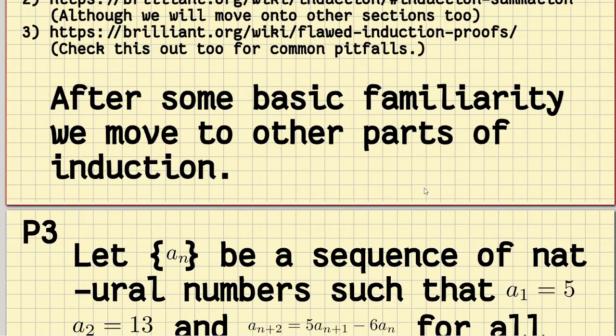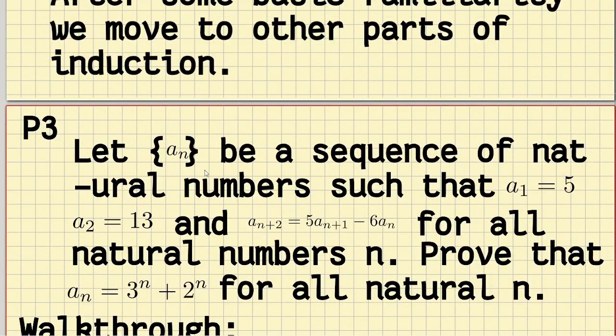So let us start with problem 3, which is: let (an) denote a sequence of natural numbers such that a1 equals 5, a2 equals 13, and a(n+2) equals 5a(n+1) minus 6an, a recursive relation, for all natural numbers n. Prove that an is equal to 3^n plus 2^n for all natural n.